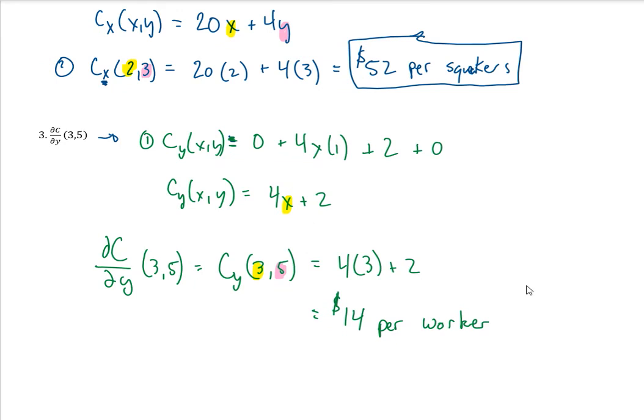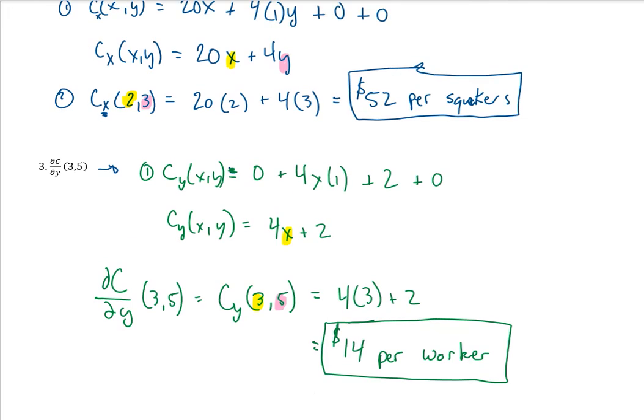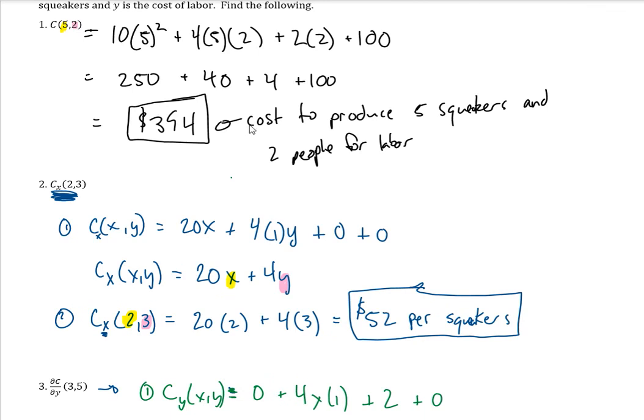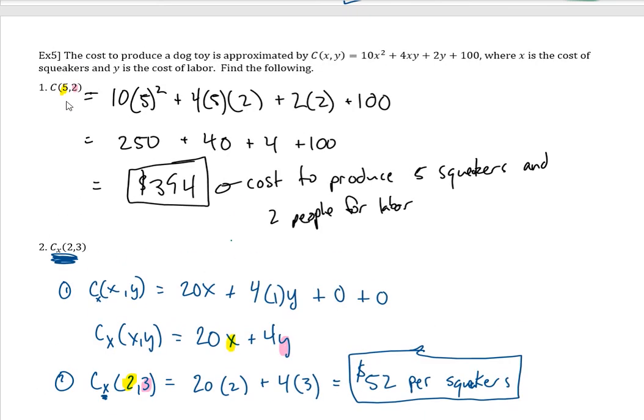What that means in words is that to produce one more toy, when you have three squeakers and 5 workers, it costs $14 per worker added. So if they went to a 6th worker, this is how much the cost should change. That's how we break these down. It's really just making sure it's still a rate, so per something. Notice the first one was not a rate. It was just the dollar amount because we didn't do a derivative yet.